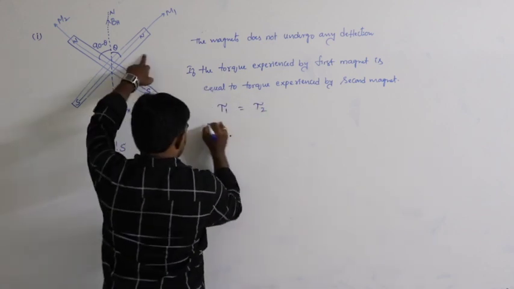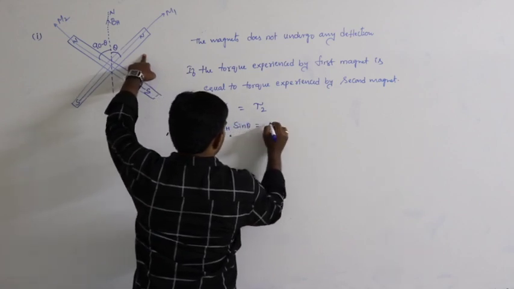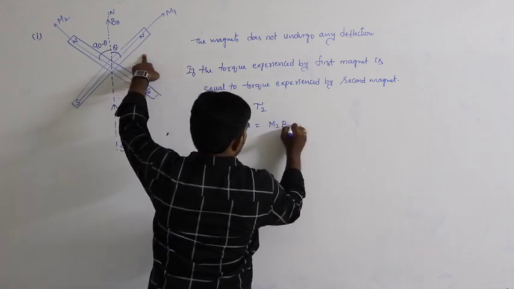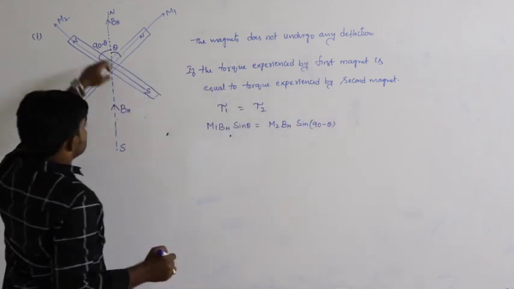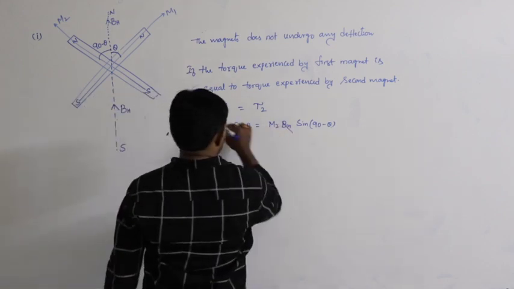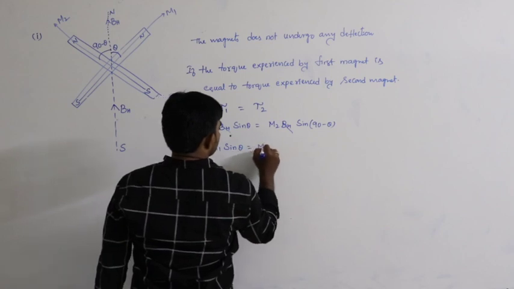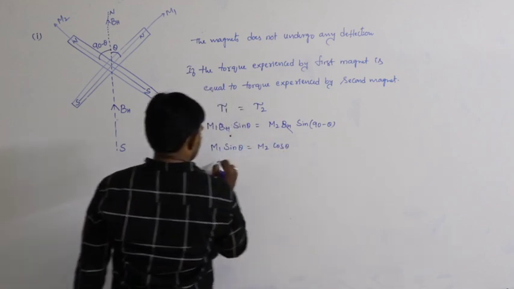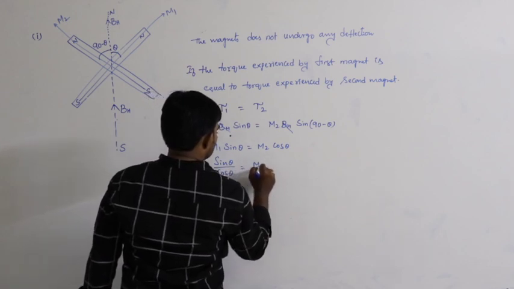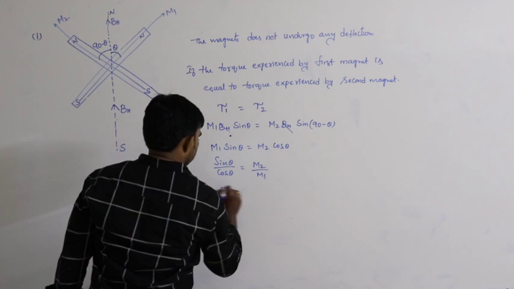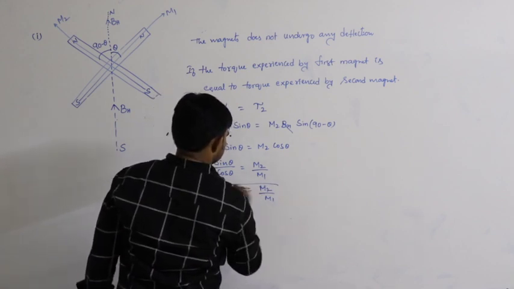Tau 1 is m1 BH sin theta. Tau 2 is m2 BH sin of 90 minus theta. Here the angle is 90 minus theta. So BH gets cancelled. Therefore, m1 sin theta is equal to m2 cos theta. So from this, sin theta by cos theta is equal to m2 by m1. Therefore, tan theta can be written as m2 by m1.